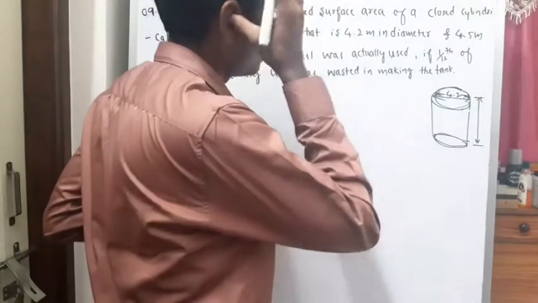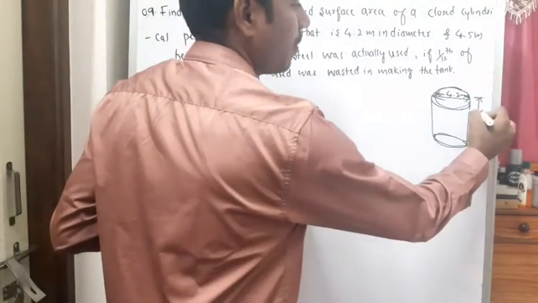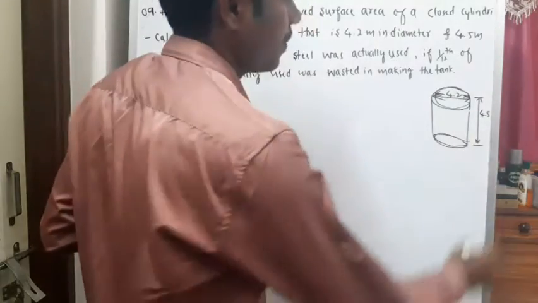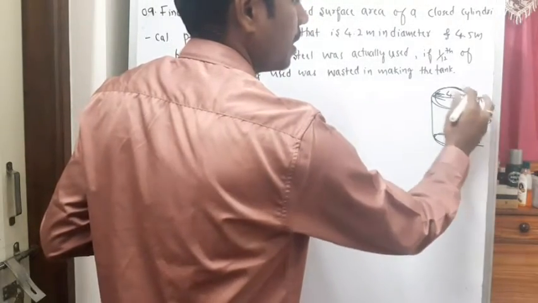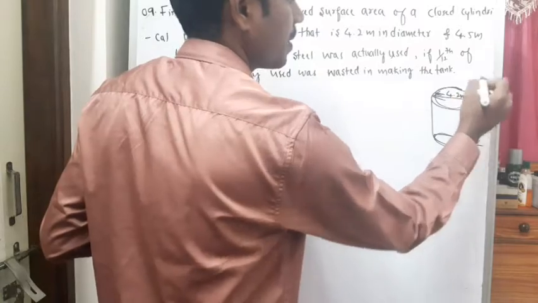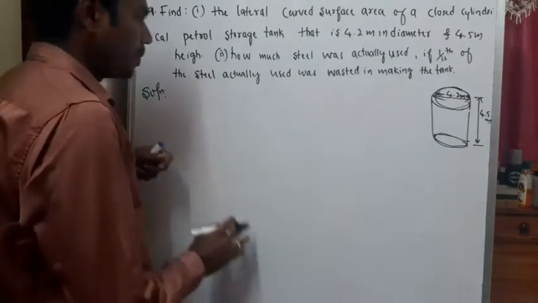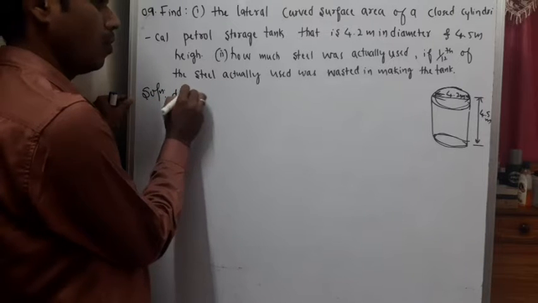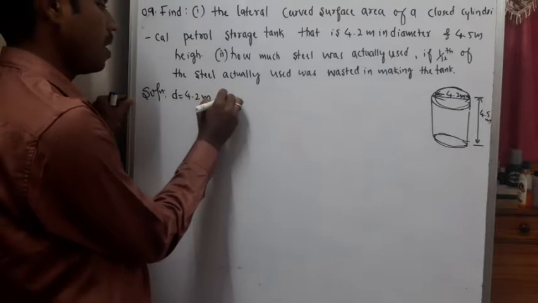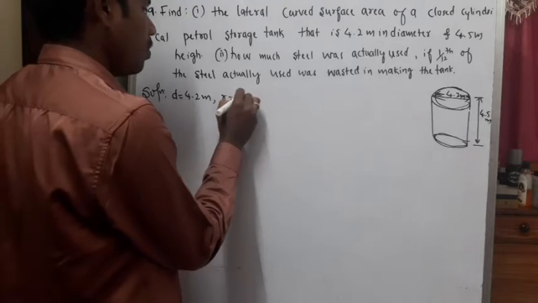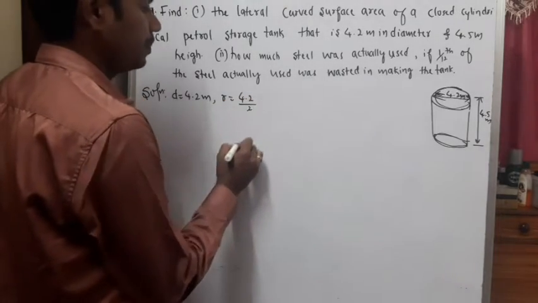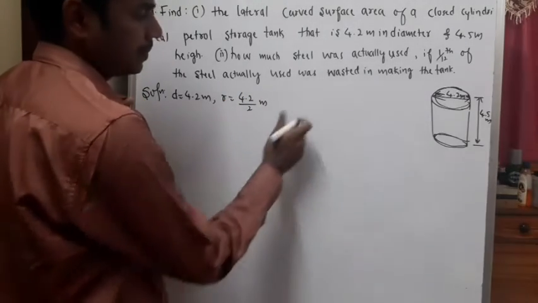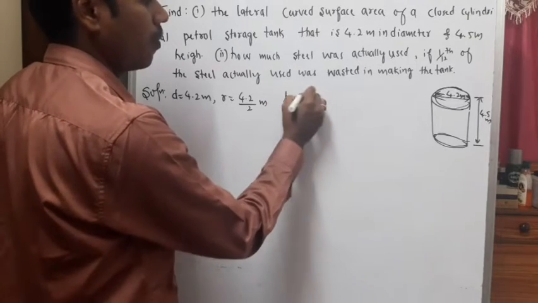Then what is the height? Height is 4.5 meter. Okay. It's 4.5 meter. This is 4.2 meter. Now, the first part: diameter is equal to 4.2 meter. Then R is equal to 4.2 divided by 2 meter. Then height is equal to 4.5 meter.